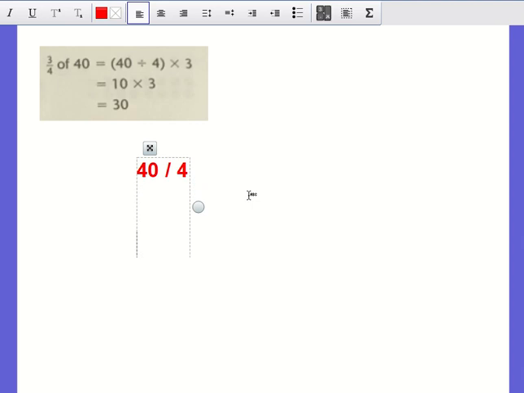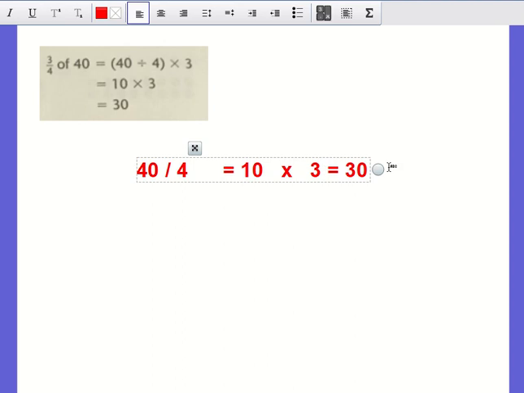So you know already, because we did it, we know 40 divided by 4 is 10. And then we're going to times that answer by 3. And we know that 10, 20, 30, 10 times 3 is 30. So again, this is just a recap of exactly what we did yesterday.